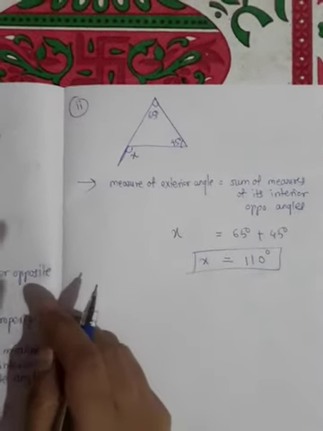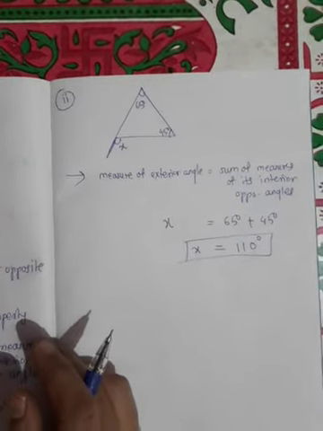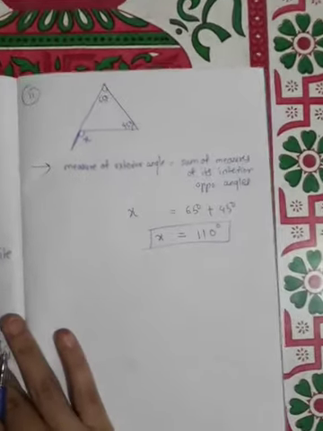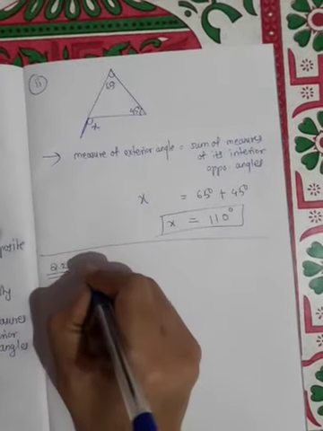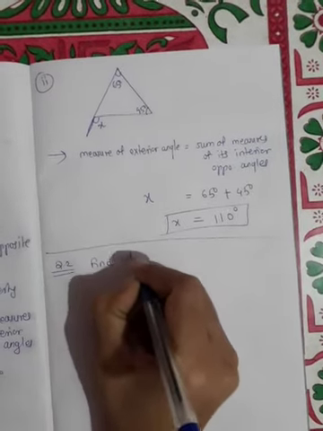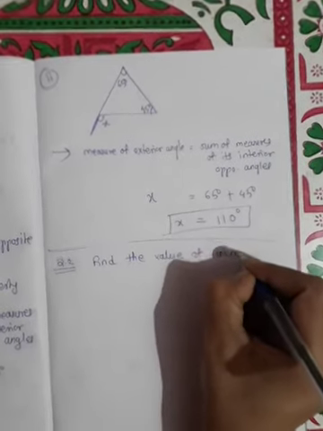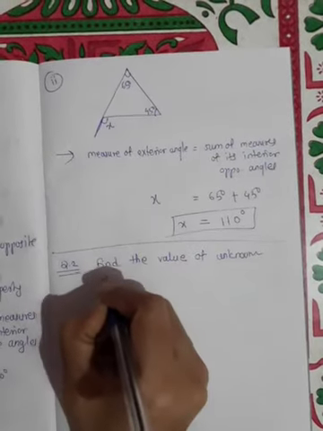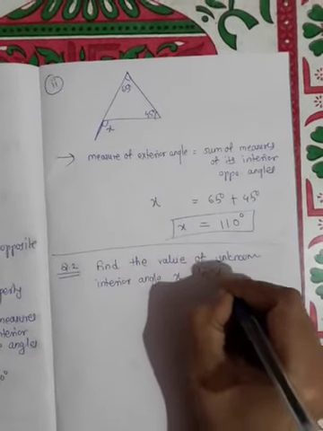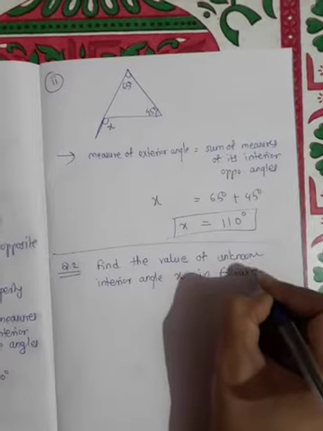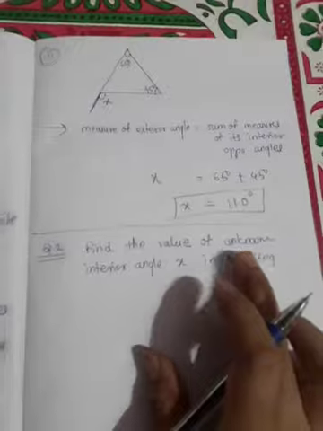Okay, so as like this you can find measure of remaining 4 exterior angles. Now question number 2 is: find the value of unknown interior angle x in following figures. Okay, now in question number 2 we have to find unknown interior angle.